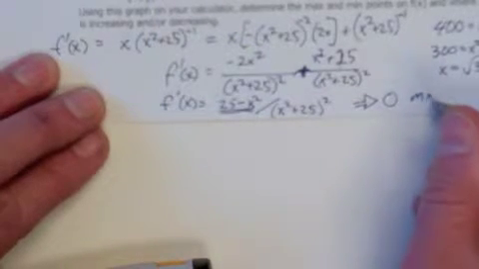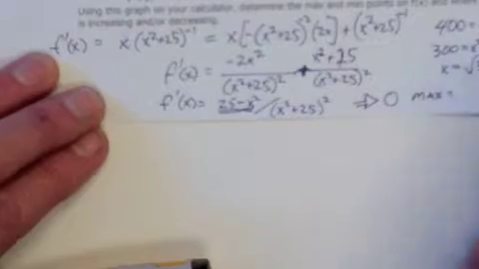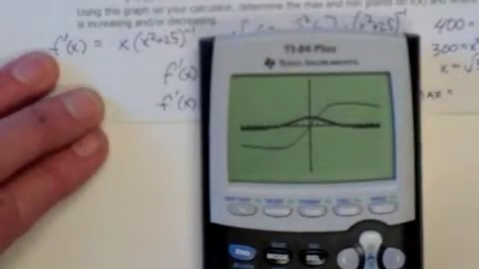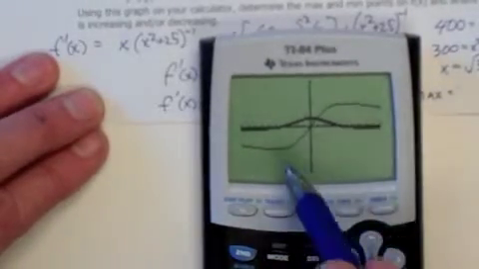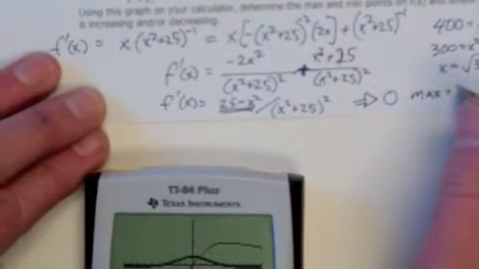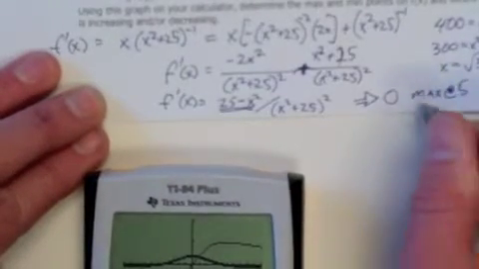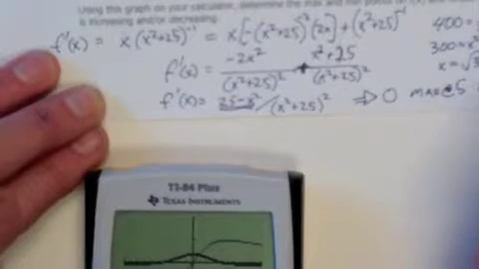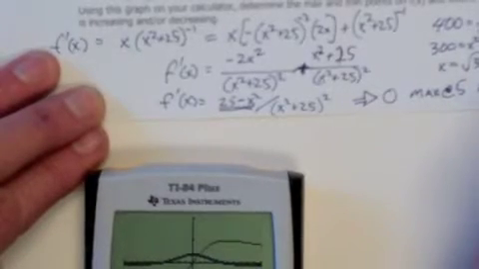The max and min is going to be at, and you can see it here in the calculator, the maximum's at positive 5 and the minimum's at negative 5.